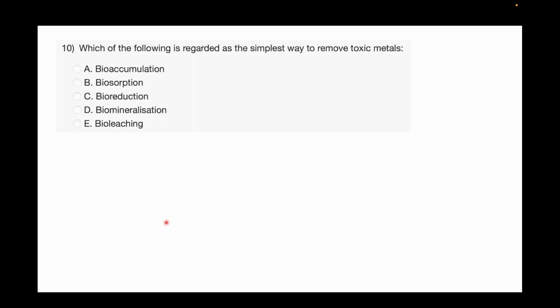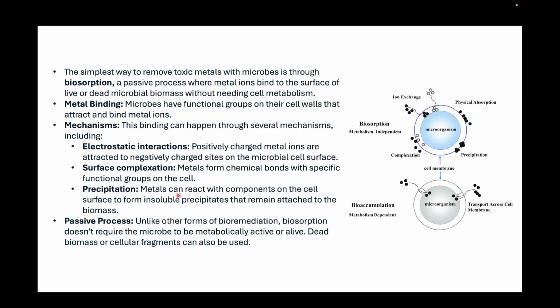Correct answer to question number 10 is option B, biosorption. Biosorption is the simplest way to remove toxic metals. Simplest, most cost effective, and while not harming the microbe as well. So bioaccumulation is also a simple method, but I will tell you why option B is a better choice. Okay? Now let us understand biosorption.